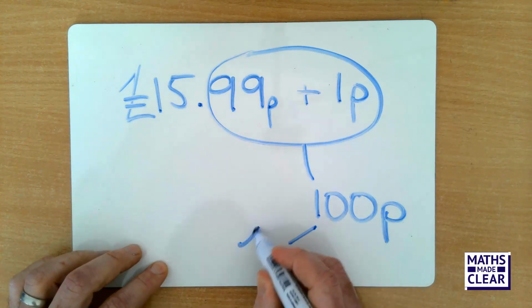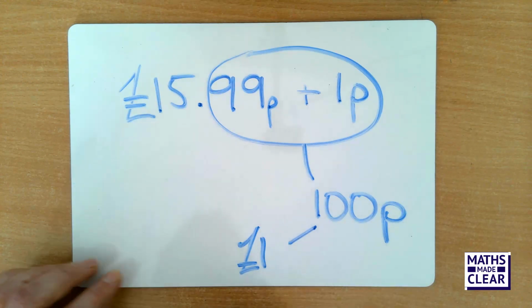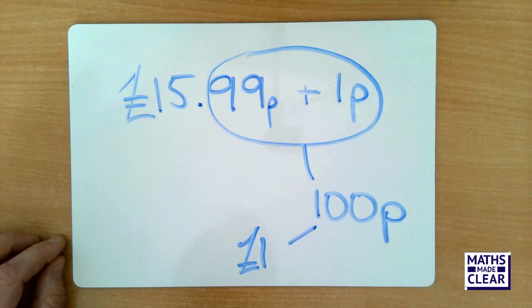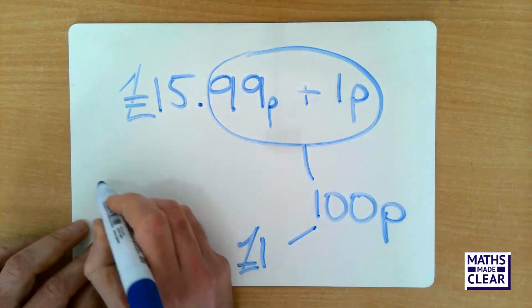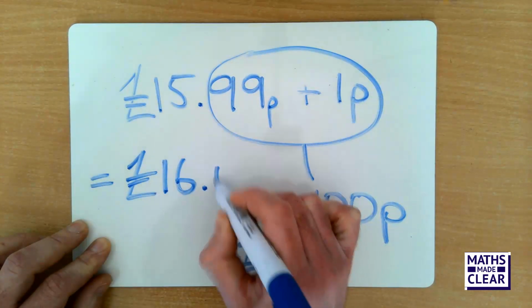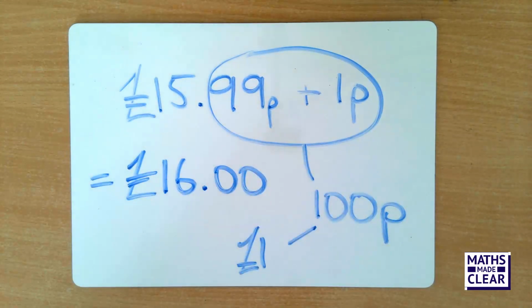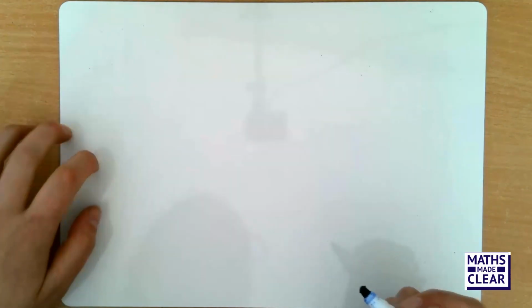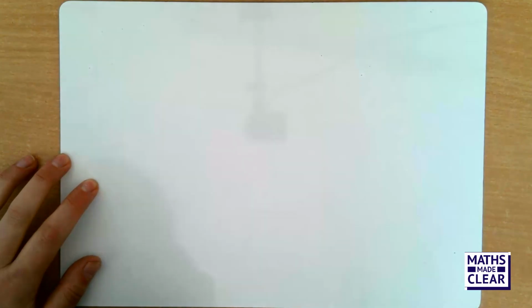And so if we're looking at that in terms of decimals, if we had 15.99, 15 wholes, 9 tenths, 9 hundredths, if we added another hundredth, we would have 100 hundredths, which is the same as a whole. So then we would have 16 in total. So once we understand this, we begin to look at decimals as fractions.